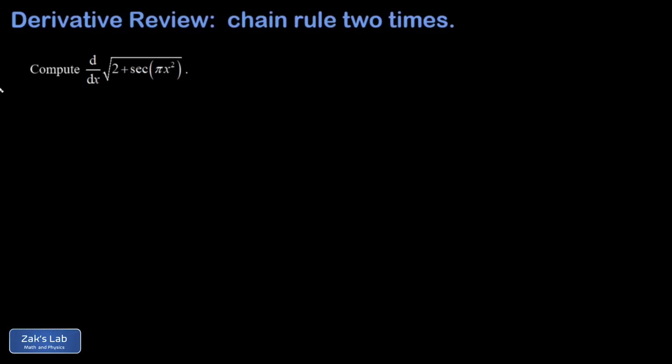In this problem, we're differentiating a function of a function of a function. So we're going to have to use the chain rule twice. And as a first step, I'd rather re-express that square root as a fractional power. Now our outermost function is that power function.